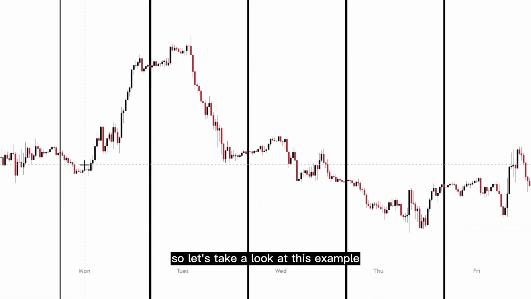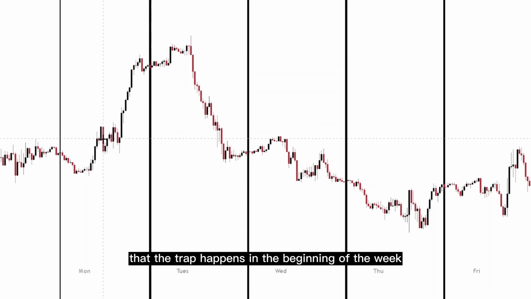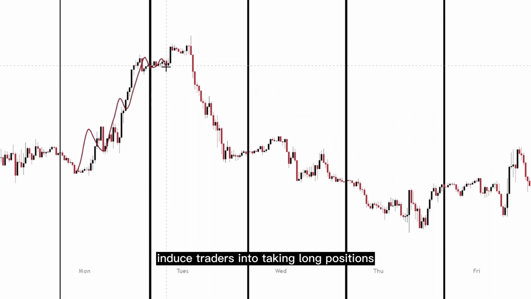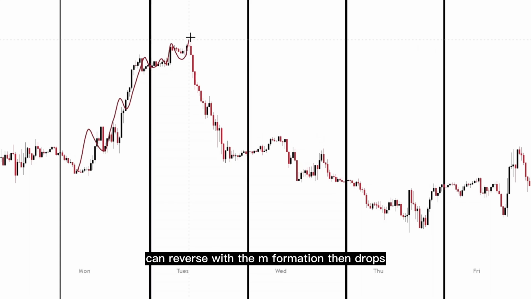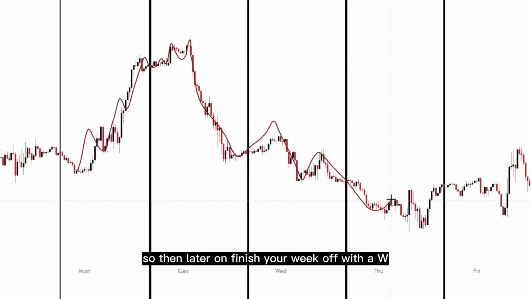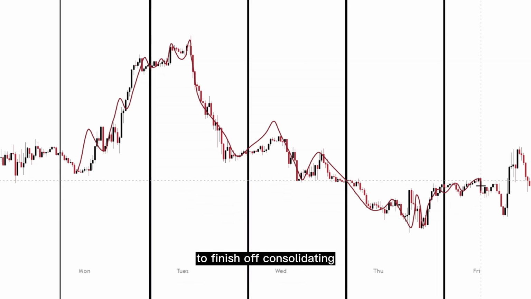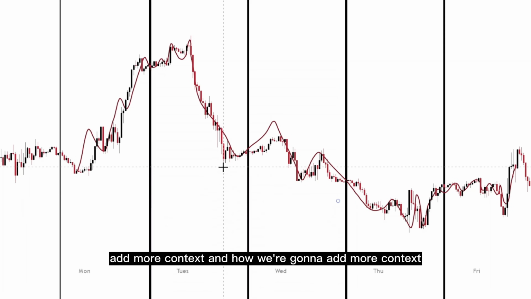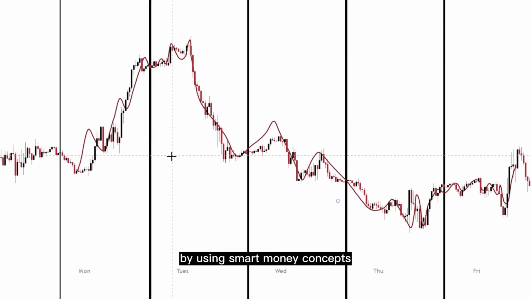So let's take a look at this example. We understand that the trap happens in the beginning of the week. So the week starts off and it automatically tries to induce traders into taking long positions. So on Tuesday, it can reverse with the M formation and then drops. So then later on, finish your week off with a W to finish off consolidating. So what we're going to do next here is we're going to add more context. And how we're going to add more context? By using smart money concepts and combining the both of them.